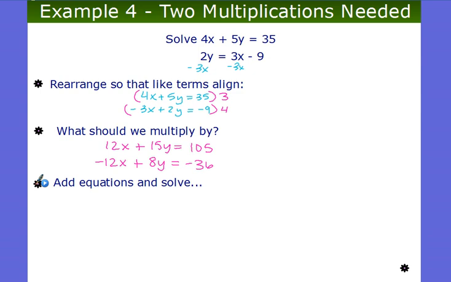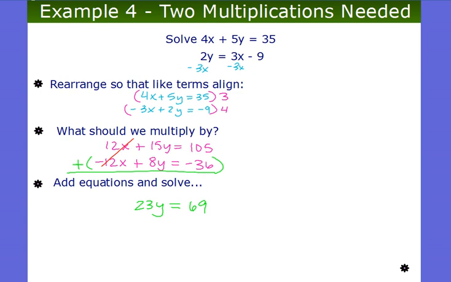Okay, so now that I've done that, I've created terms that are opposite coefficients of each other, and I can add those equations together. So we can add those coefficients, add those equations. The 12x and the -12x eliminate because they get 0. Then I add my y's, 15y and 8y is 23y. I bring down the equals, and then 105 plus -36 gets 69.